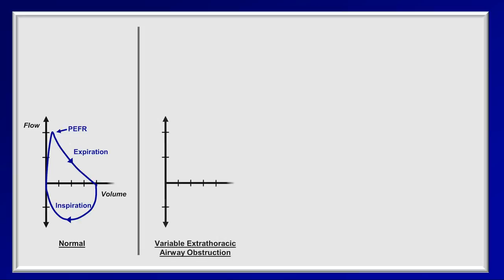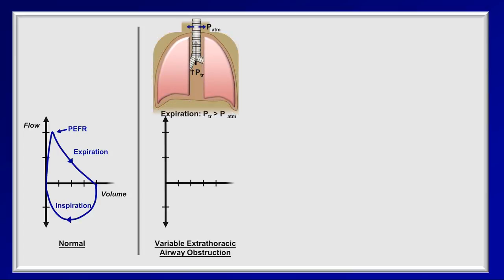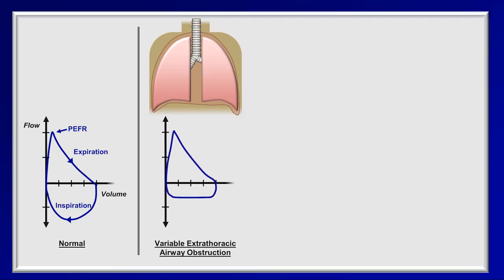The first is variable extrathoracic airway obstruction. In this condition, during expiration, the intratracheal pressure exceeds atmospheric pressure, which helps to keep open the airway despite obstruction. However, during inspiration, the intratracheal pressure is below atmospheric pressure, so the extrathoracic airway has a tendency to collapse. This effect exists even in the absence of an obstruction, but the additional narrowing only becomes flow limiting in the presence of pre-existing obstruction. As you can see in the flow volume loop, the expiratory limb is normal, while the inspiratory limb is blunted.